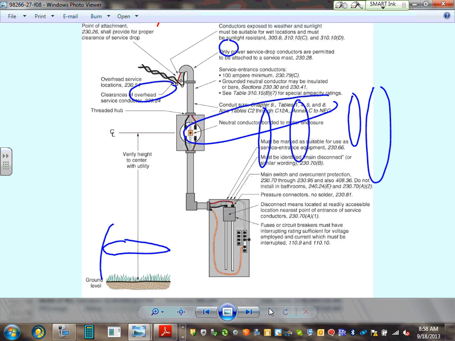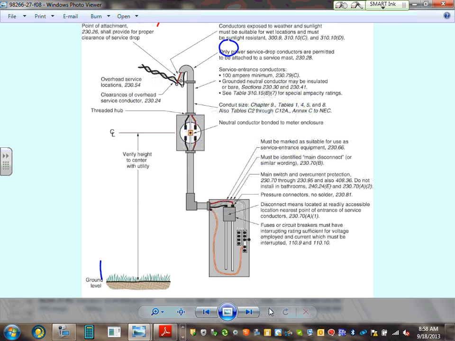Here's your service. Let's look at this one. It's really cool. Remember that service point that we were talking about, guys? Here's my service point right here. These are overhead service conductors. These conductors are overhead service entrance conductors. Can you guys see that? These are the wires that are coming in here. Service conductors. So that's your service conductors.